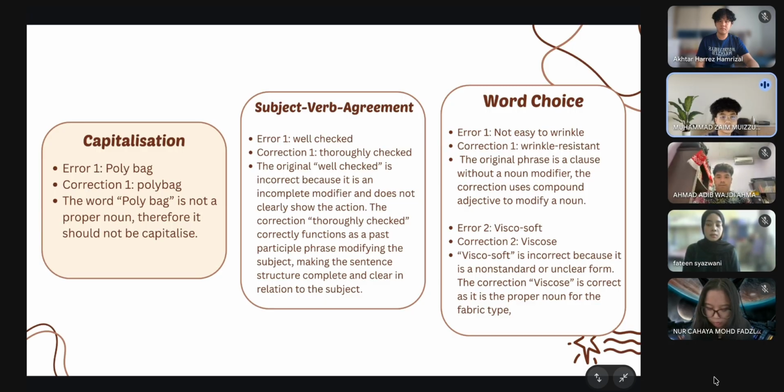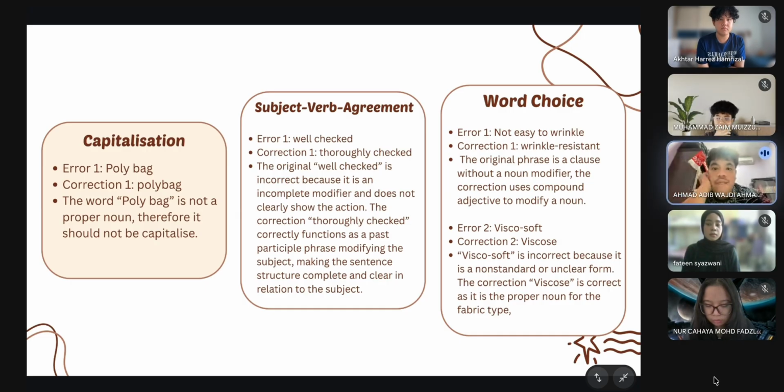The first error is well checked. The correction should be thoroughly checked. This is because the original well checked is incorrect because it is an incomplete modifier and does not clearly show the action. The correction thoroughly checked correctly functions as a past participle phrase modifying the subject, making the sentence structure complete and clear in relation to the subject. Okay, now I will pass to ADIB.